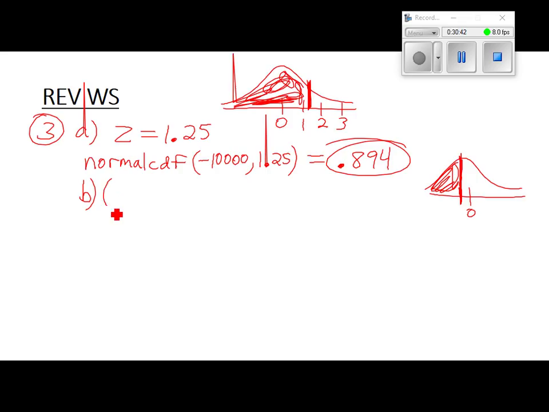So what numbers do we punch into the calculator? Negative 10,000. What's our upper limit? Negative 0.5. What's that give you? 0.30. Give me one more. 8. So about 31%.